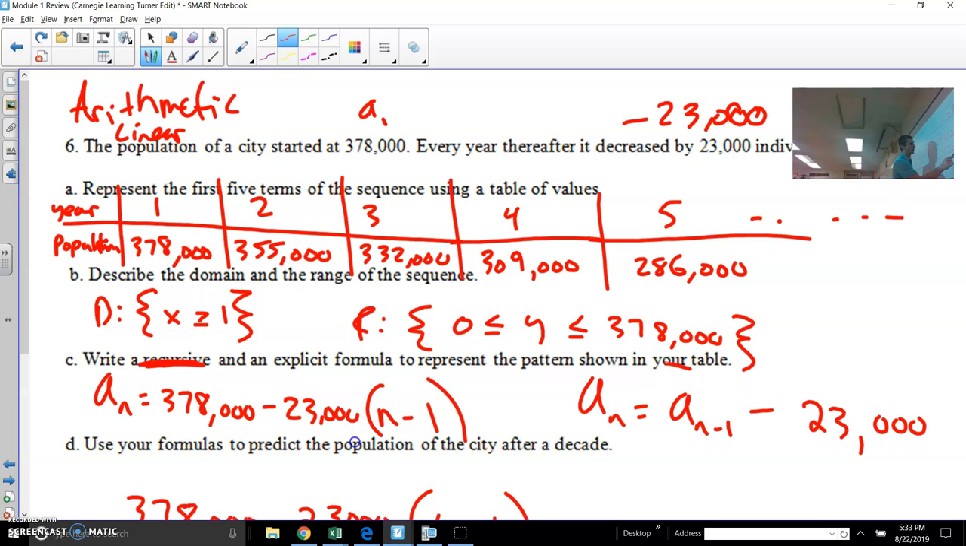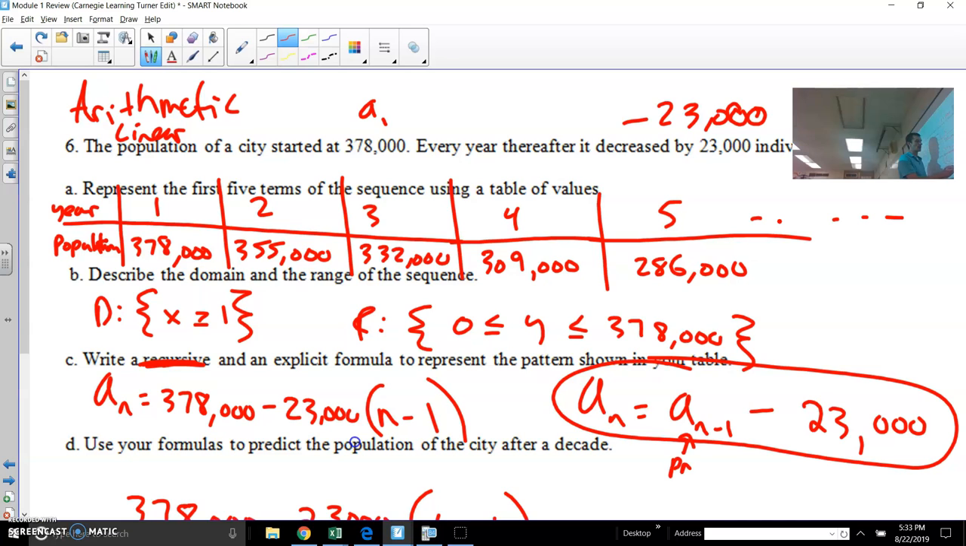Recursive I put over here. It's the idea that you are starting with a sub n, and this a sub n minus 1 basically means the previous term. If you knew the very last number in the sequence, you could then just subtract 23,000 from it, and you'd know the next number. This is really used a lot in computer art, like fractals. So we're not going to necessarily use that in a minute to predict after a decade. That would be better used for our explicit formula.